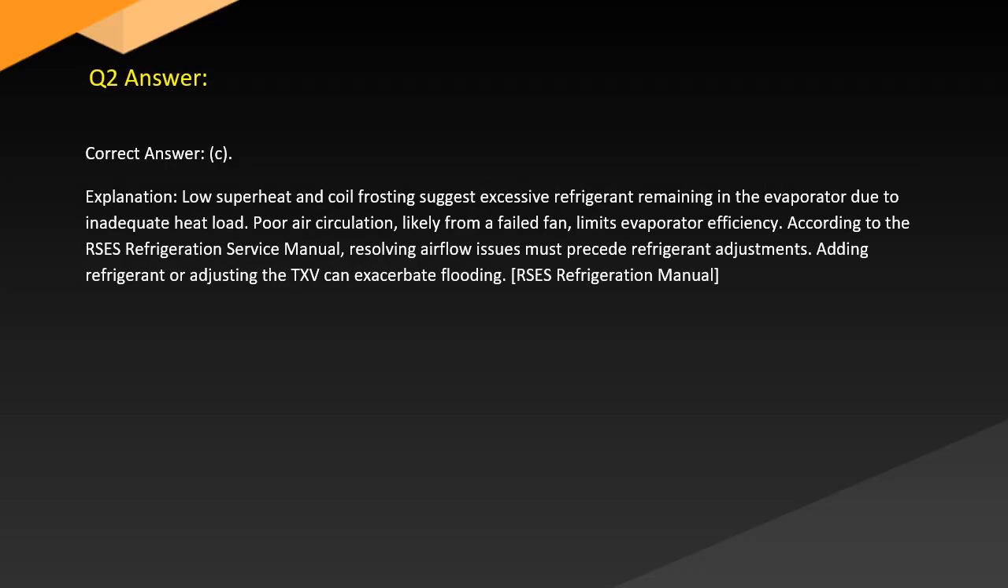Answer. Correct answer: C. Explanation. Low superheat and coil frosting suggest excessive refrigerant remaining in the evaporator due to inadequate heat load. Poor air circulation, likely from a failed fan, limits evaporator efficiency. According to the RSES Refrigeration Service Manual, resolving airflow issues must precede refrigerant adjustments. Adding refrigerant or adjusting the TXV can exacerbate flooding. RSES Refrigeration Manual.